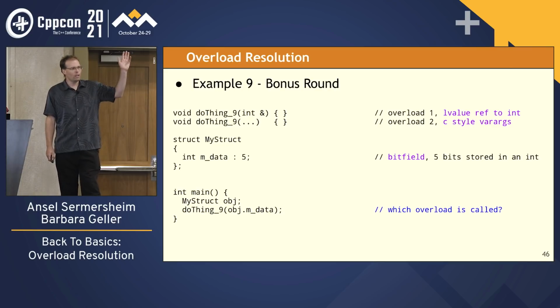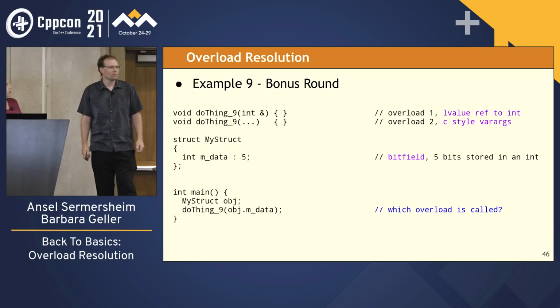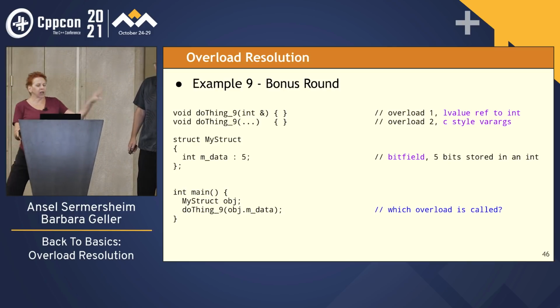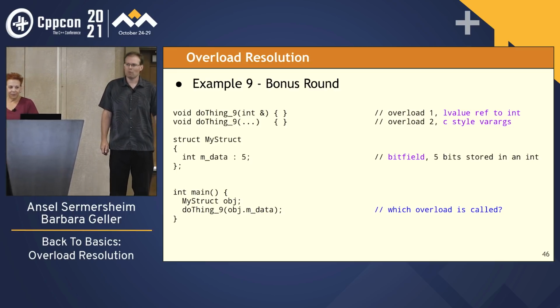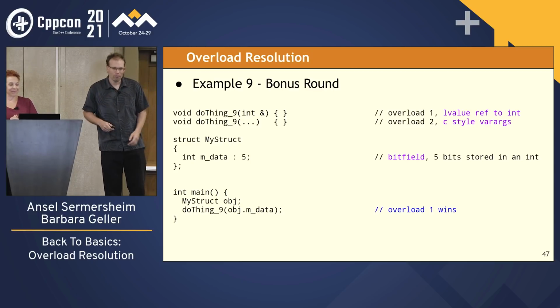Who thinks overload 1? Anybody for overload 2? Okay, a couple of people going for overload 2. Should we offer ambiguous just in case? Yeah, does anybody think ambiguous? No, no ambiguouses. Sounds like overload 1 got a few votes from the people who weren't voting. So definitely mixed results in the room. Well, let's find out what the compiler actually does.